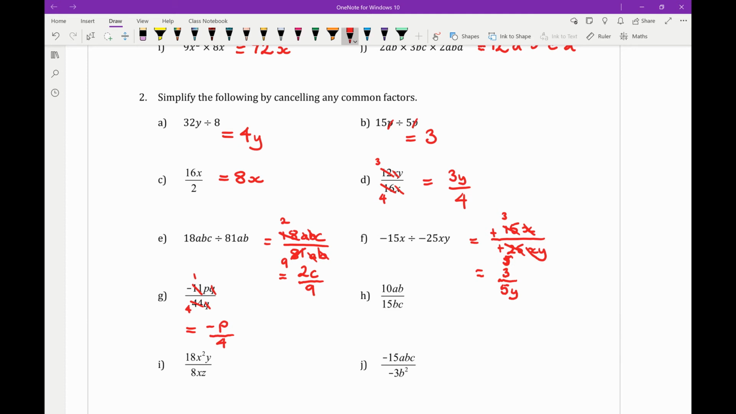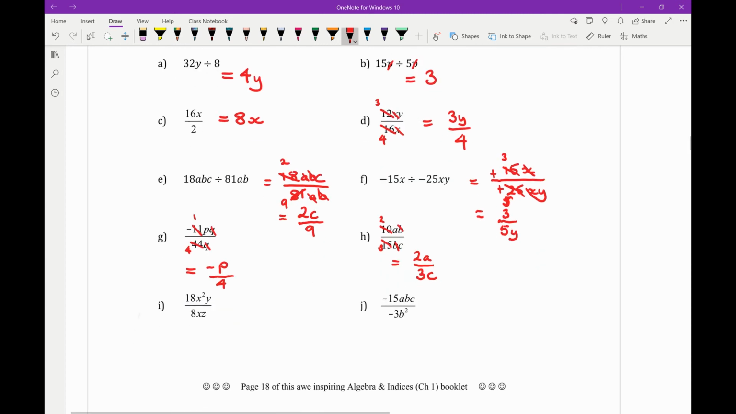H, let's start with the numbers. The 10 and the 15 we can divide by 5 to give us a 2 and a 3. The b's can cancel off, and what is left is a 2 and an a on the top and a 3c on the bottom.